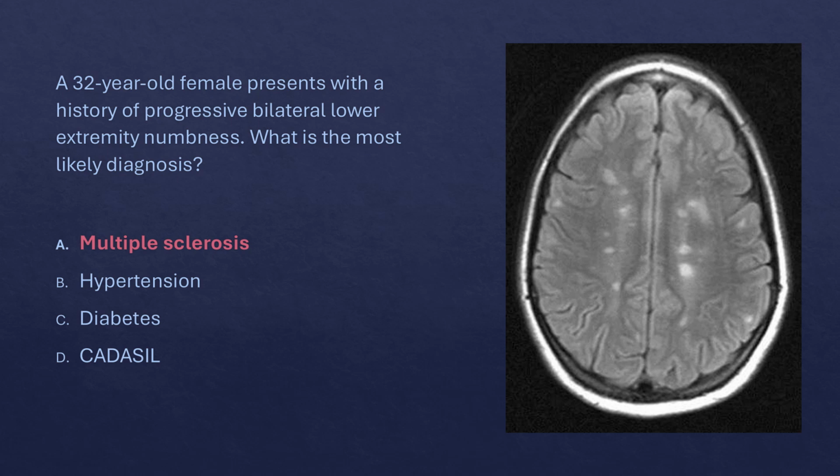For this case, the answer is A, multiple sclerosis. We are provided with a single axial FLAIR sequence of the brain, which demonstrates multiple FLAIR hyperintense lesions that are predominantly periventricular in location. Given the age of the patient and presenting clinical history, the overall picture is classic for a demyelinating process and multiple sclerosis.